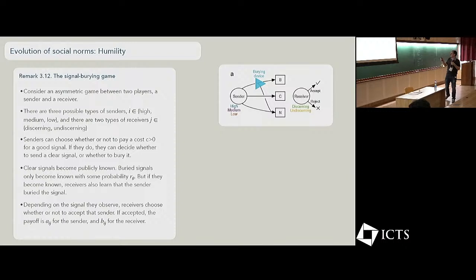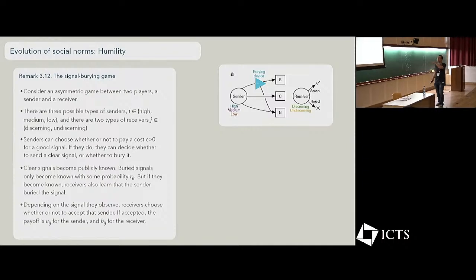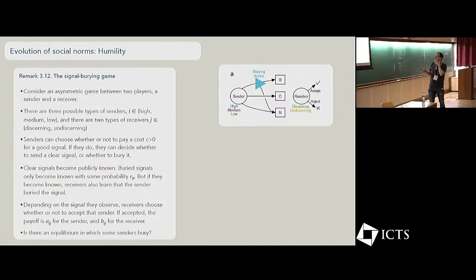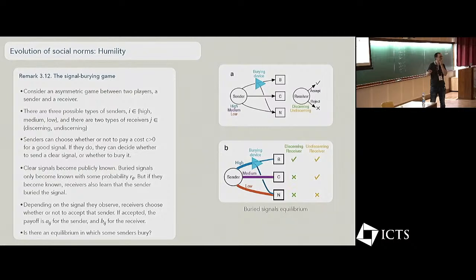And then each receiver type can decide whether to accept this sender or reject. Now the interesting thing is that you can prove that under some conditions on these R's and AIJs, this is the equilibrium that you would get. It is sometimes called the separating equilibrium, where the low type really has no incentive to pay a cost. The medium types still try to distinguish themselves from the low type, so they would send a clear signal. And the high type would like to distinguish themselves from the medium types by sending a different signal, in this case a buried signal.